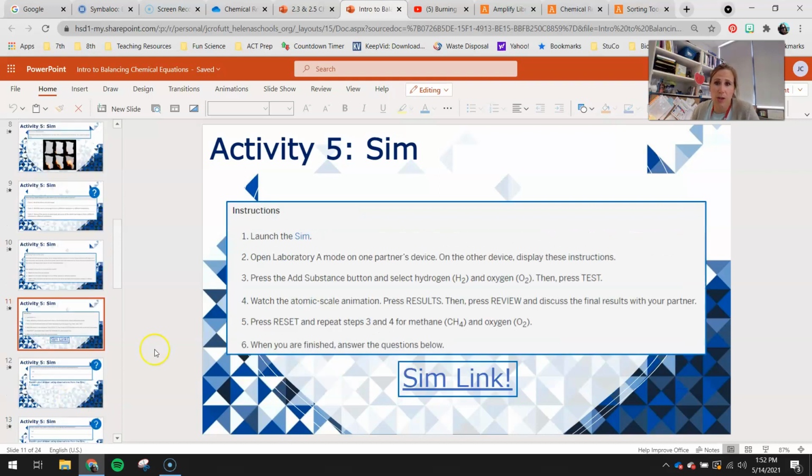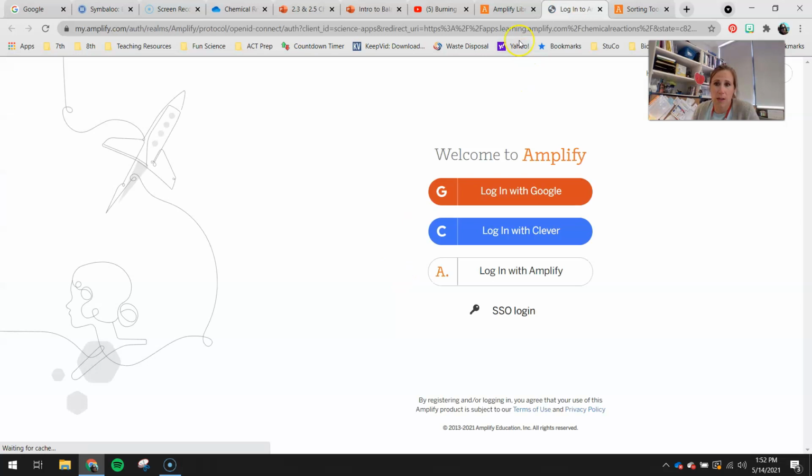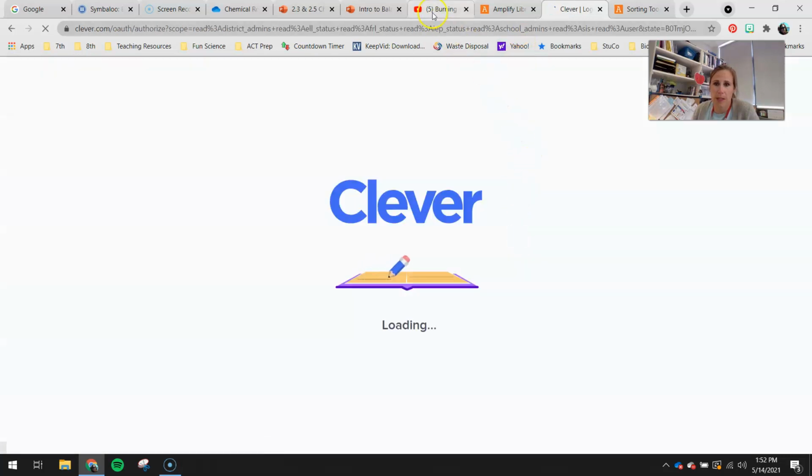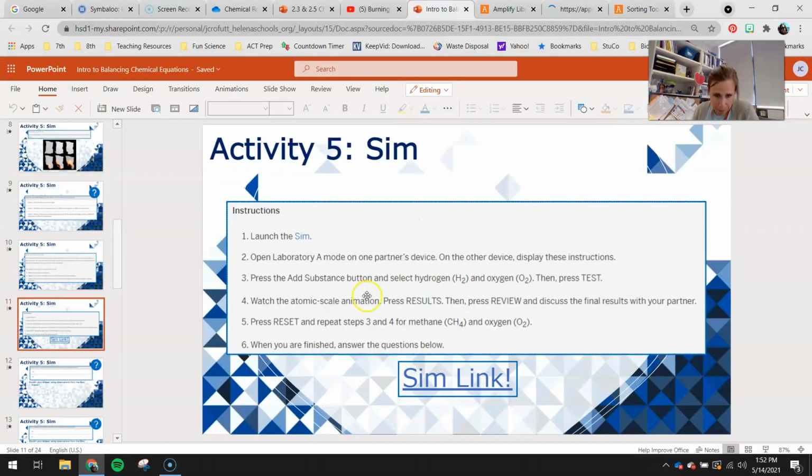Okay, your directions: you're going to launch your sim. I'm guessing, oh, there we go. I'm guessing I'm going to have to re-log into all of these since I had to do the one.